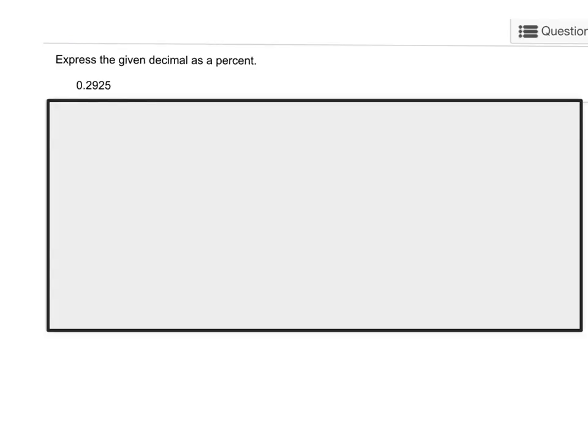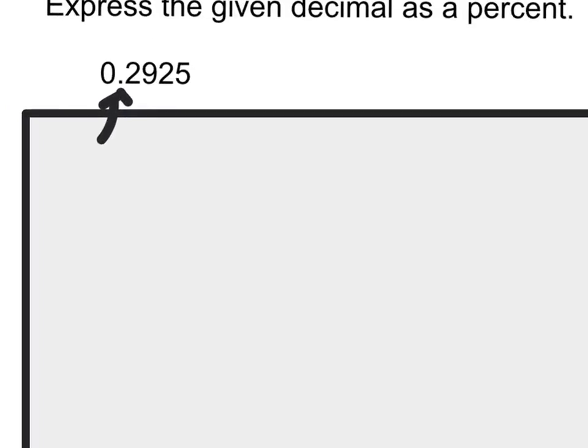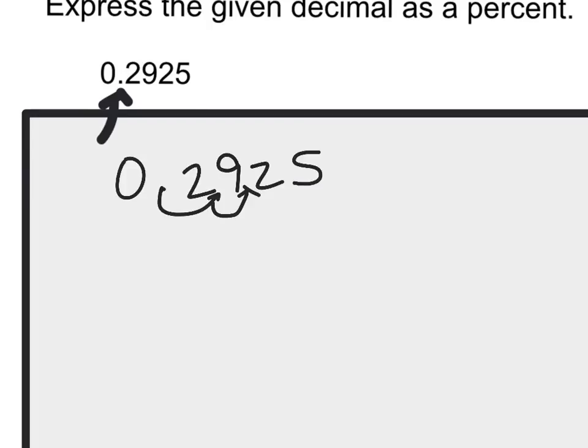Converting a decimal to a percent is a two-step process, and the first thing you need to take note of is the fact that there is a decimal right there in front of the two. So step one is that you're going to take that decimal in the original problem, and you are going to move it two places to the right into the decimal number. So now you've got it located between the 9 and the 2.